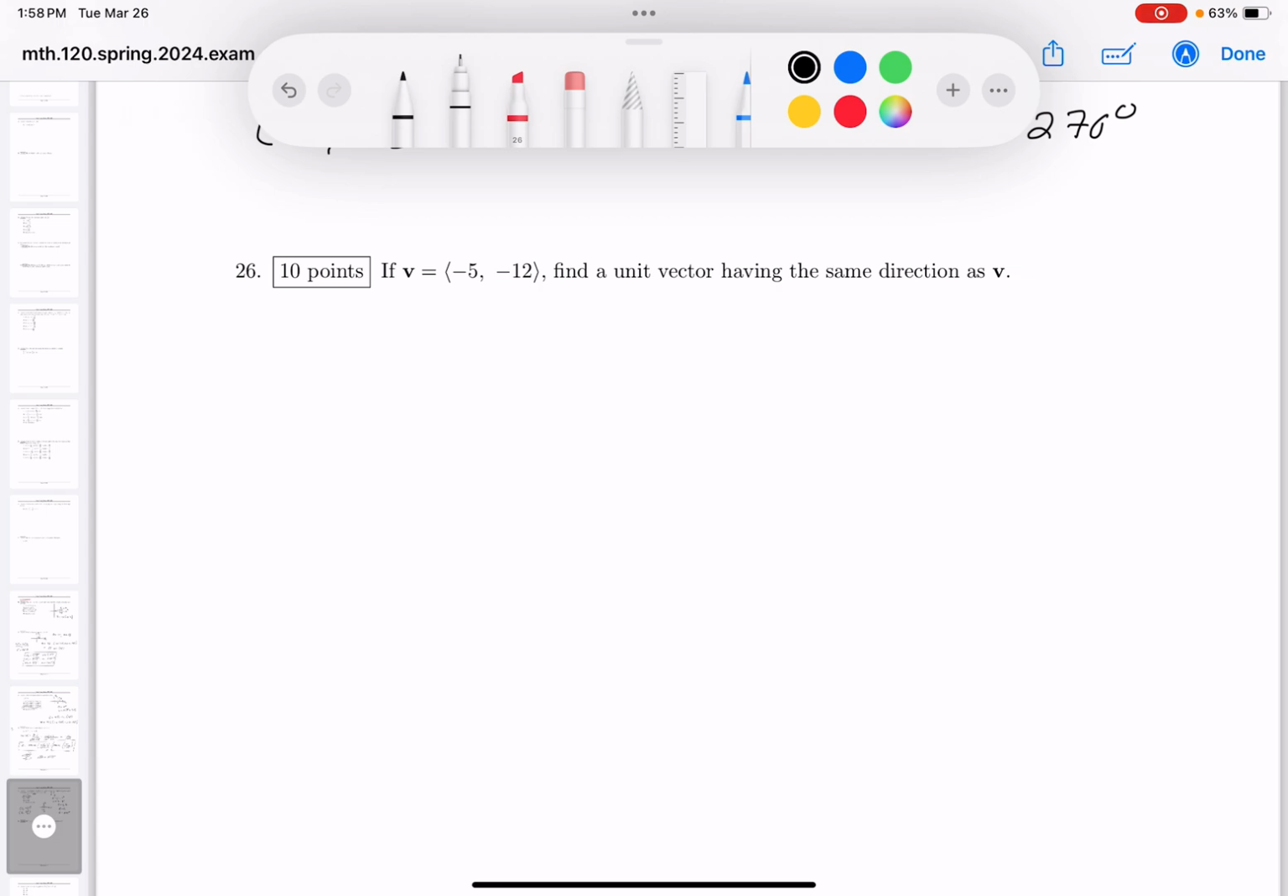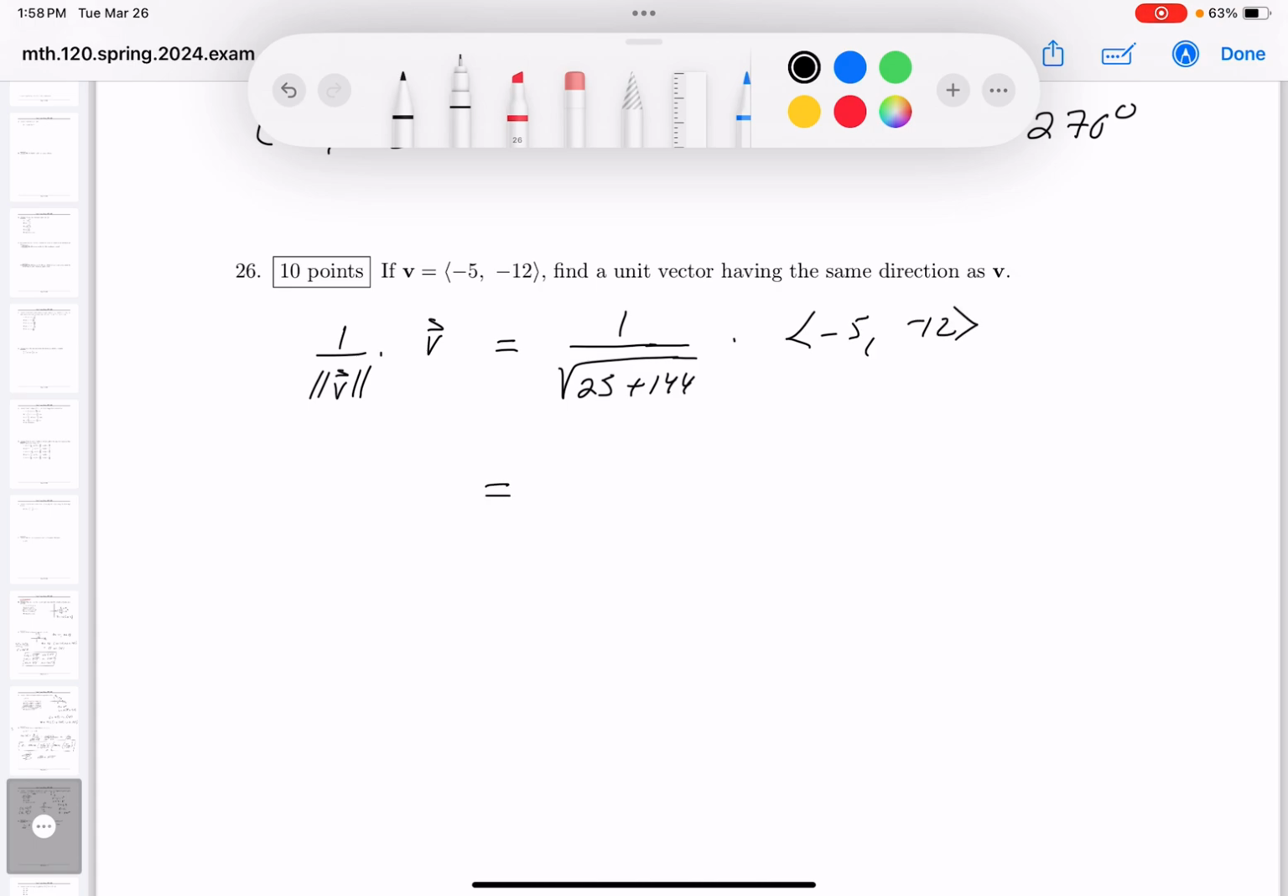This one is to find a unit vector in the same direction as v. So what you do is it's 1 over the length of v. That's a scalar multiple now, times v. Let's write this down. 1 over the length. The length, let's take a look at that. 25, because minus 5 squared is 25. And when you square that, negative 12, you get 144. And what's v? v is minus 5, minus 12.